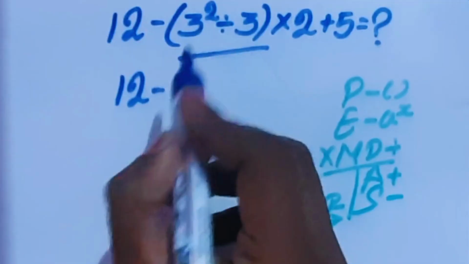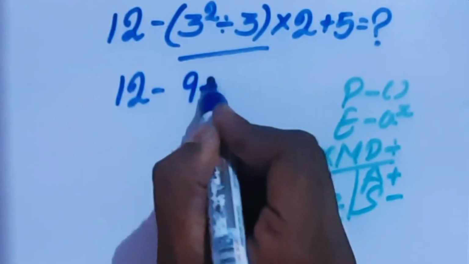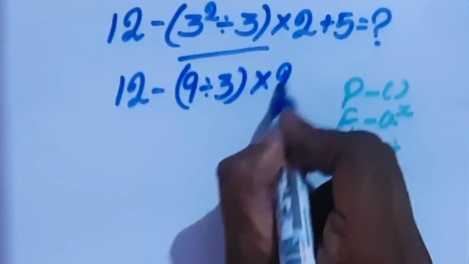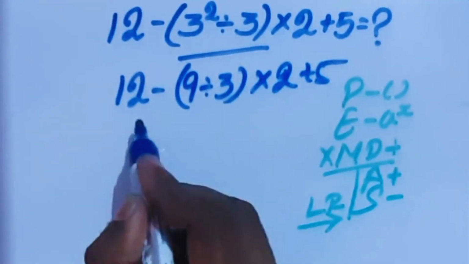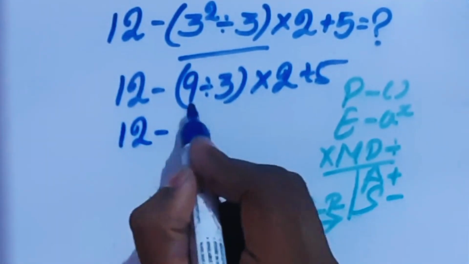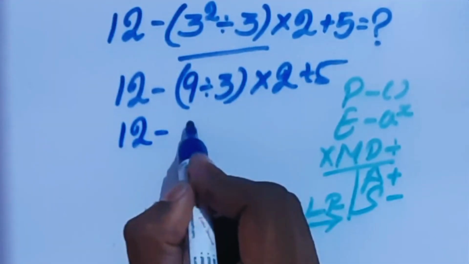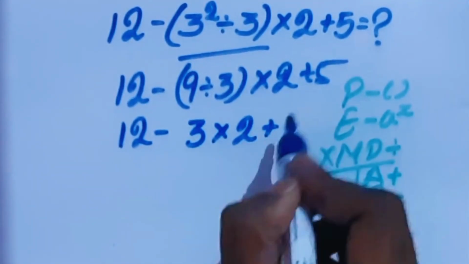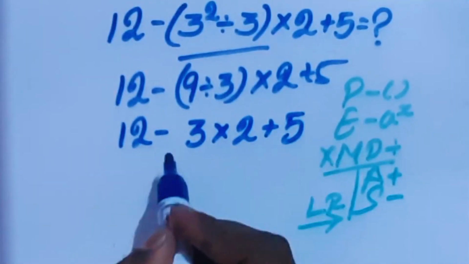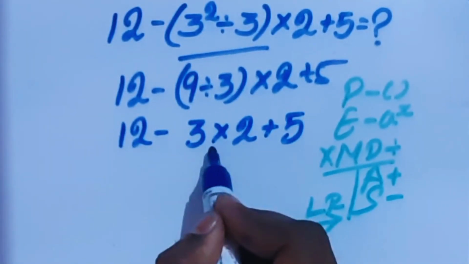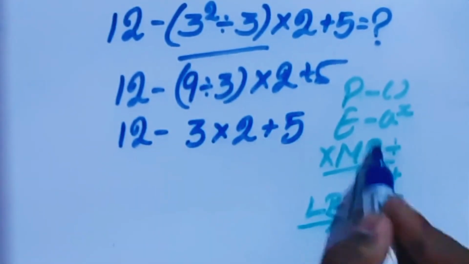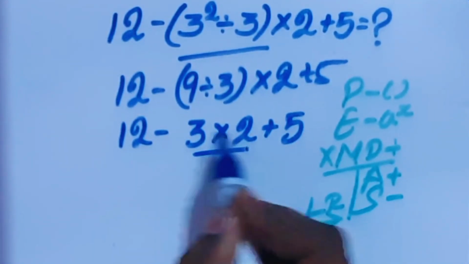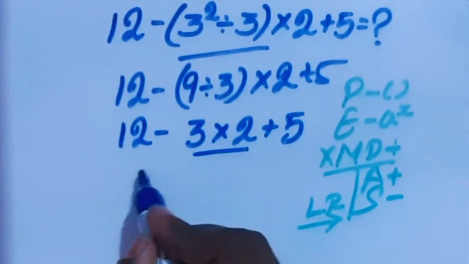So 3 squared is 9, divided by 3, times 2 plus 5. Now 12 minus 9 divided by 3 is 3, times 2 plus this 5. Now here we have subtraction, multiplication and addition. Multiplication is higher priority than addition and subtraction.